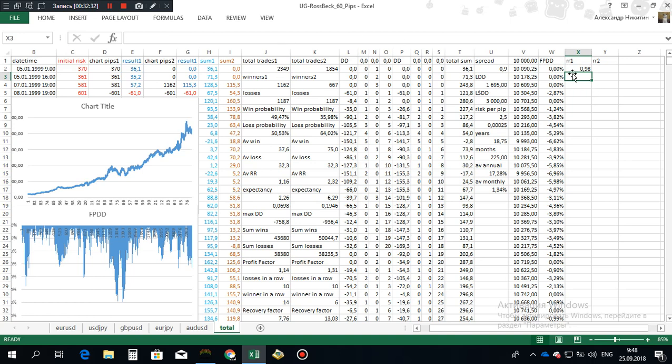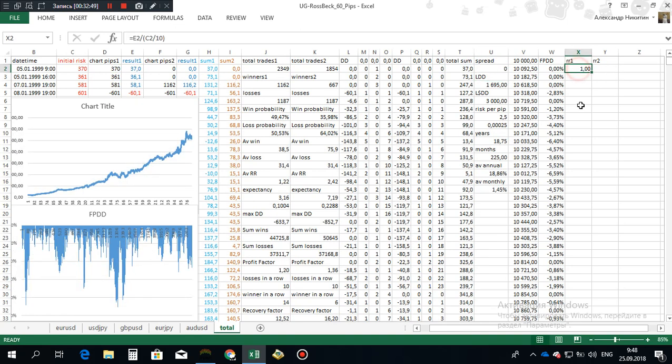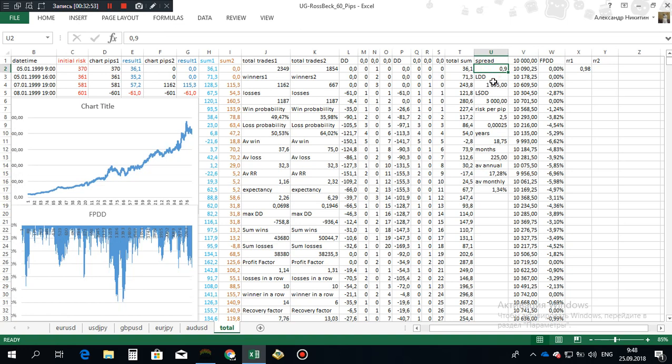Although the initial risk to reward is 1-to-1, you see, initial risk, chart risk, they coincide, it is 1-to-1. It is 0.98 because of spread. So if I switch the spread to 0, it is 1-to-1 again. Yes, you see that? But we have reality. In reality, we have spreads.